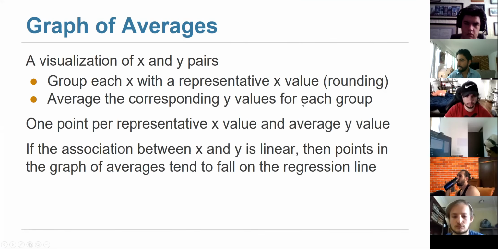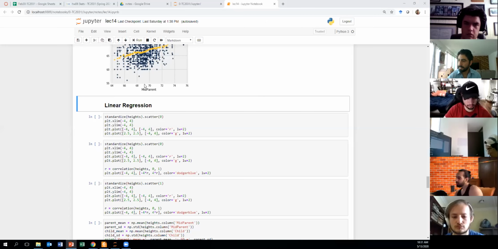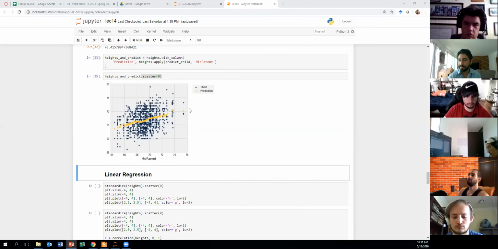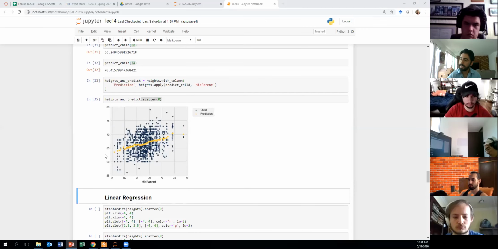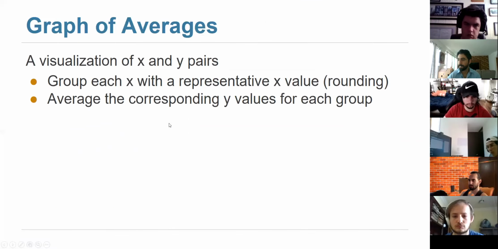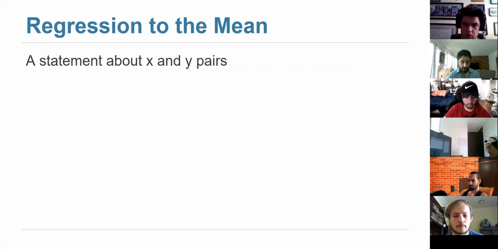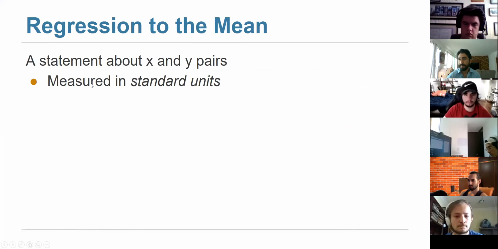So basically these yellow dots, which are my predictions from averaging all that data, tend to fall on my regression line. I'm going to draw that later. So let's talk about regression to the mean.